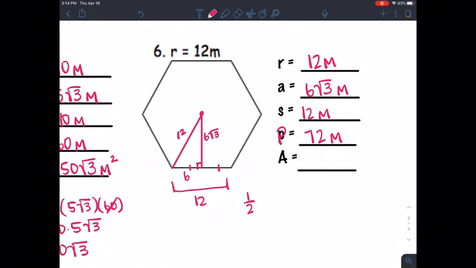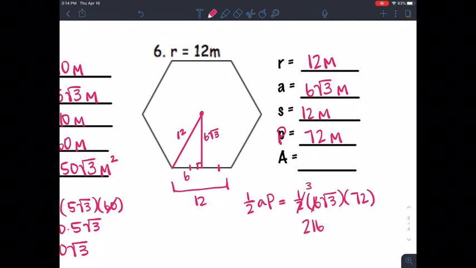And for my area, 1/2 AP, 1/2 my apothem, 6 root 3, times the perimeter of 72. And if I do 3 times 72, that will give me 216 square root 3 meters squared.